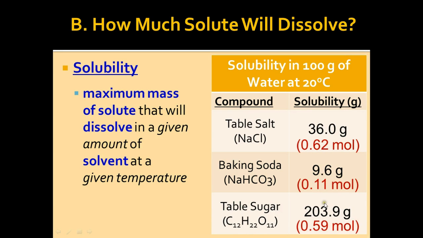So if there's more substance that's able to be dissolved, that means it breaks its IMFs with the solute-solute molecules and solvent-solvent molecules and easily forms IMFs with the solvent and solute. So table salt and table sugar easily break up their own IMFs and form IMFs with the water that right now it's being dissolved in.